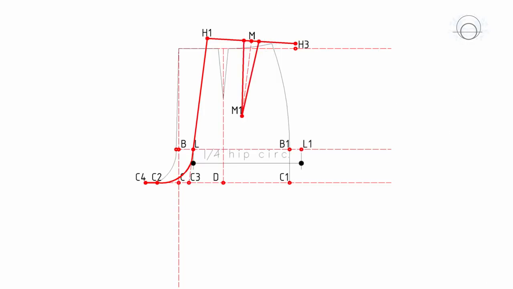From point L, measure 1/4 of hip circumference, and mark the end point with L1. Starting at L1, draft L2 by crossing the lines perpendicularly as shown. Connect points H3, L1, and L2 with a curved ruler.